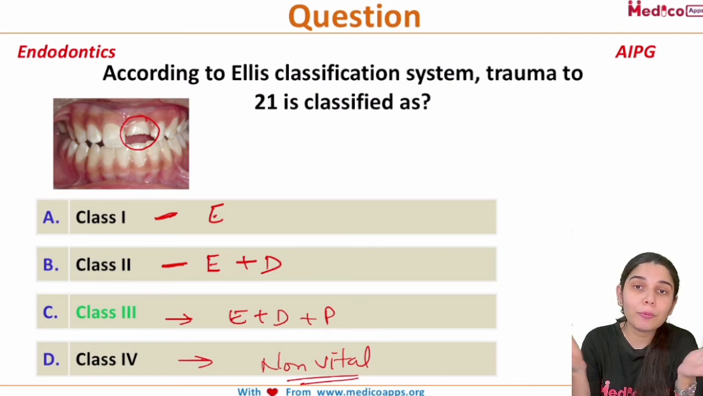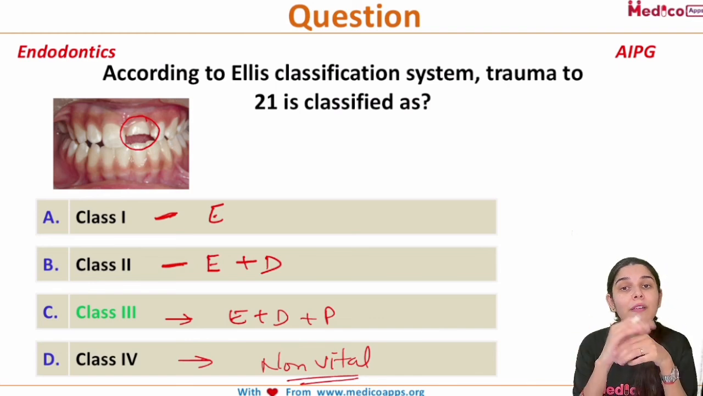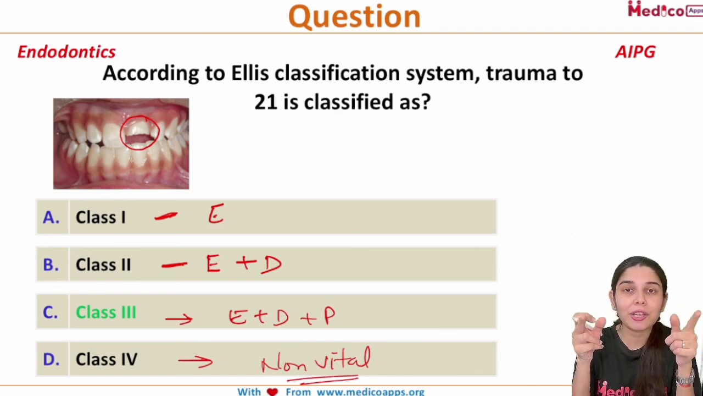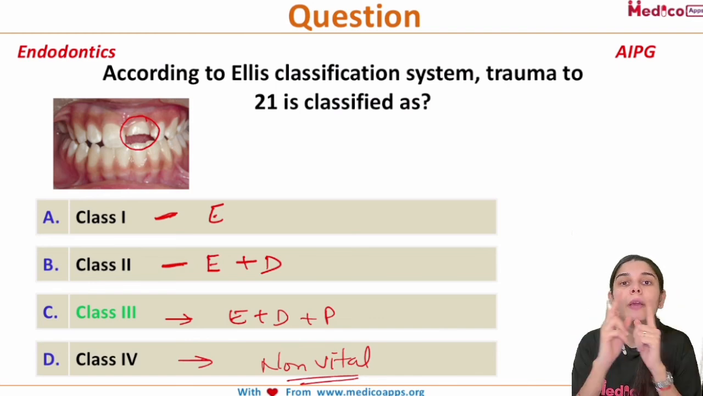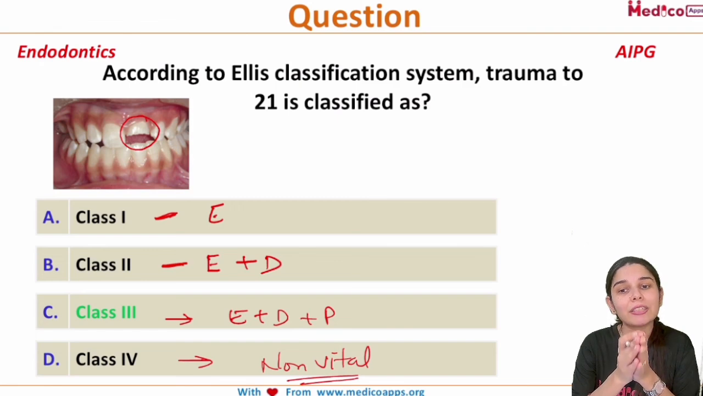So I hope you are now able to understand the Ellis classification, which is very simple and it is the most common classification which is frequently asked in the examination also. So kindly resolve the question by keeping these classifications and these images in mind, because images help in resolving the questions a lot, because once you remember the image, you can easily answer the question.